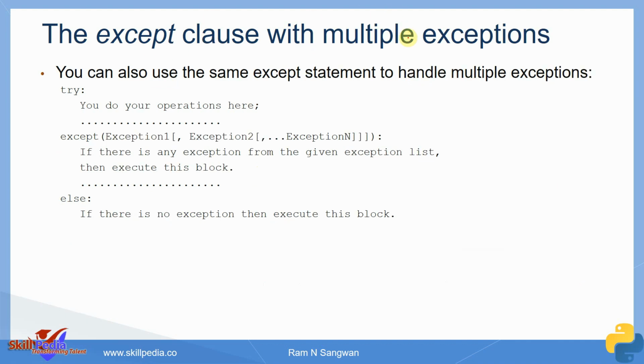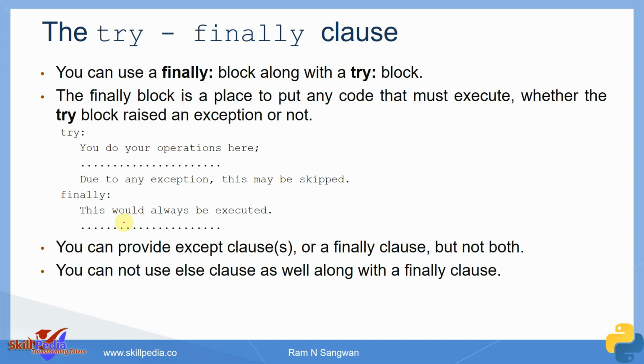Except clause with multiple exceptions, that is also possible. You can also use the same except statement to handle multiple exceptions. Like try your code here, except exception 1, exception 2, exception 3, you write all the exceptions. So you are handling multiple exceptions by specifying all of them here. So if there is any exception from the given list, then execute this block. Else, if there is no exception, execute this block.